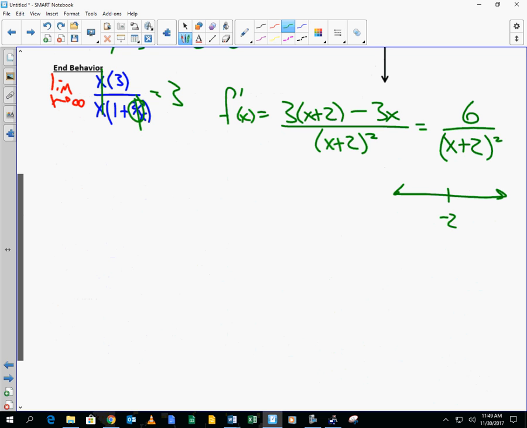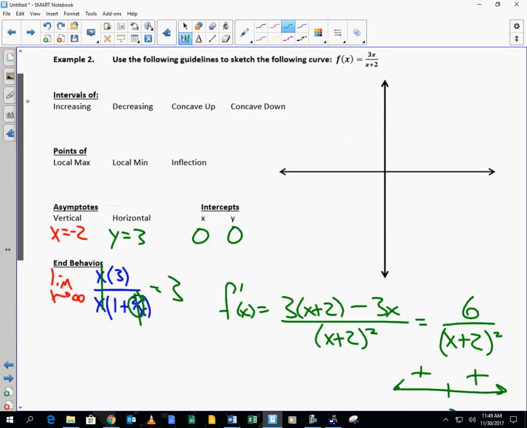What do you notice about the denominator? It's always positive. What do you notice about the numerator? Always positive. Positive divided by positive. What does it mean if the first derivative is always positive? Does that mean it's always above the x-axis? No. It means the slope is always positive. It's always going up. The function's always on the rise.